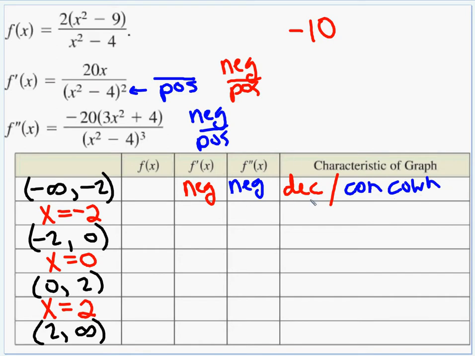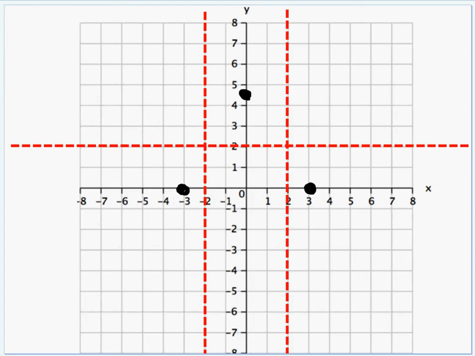Negative and concave down. And let's even, I wonder if we can do that on the graph right now. Negative infinity to negative 2, it is decreasing and concave down. Here is negative infinity to negative 2, and our graph is going to be going downhill, and it is concave down. And we've got an x-intercept, and we've got to obey the asymptote. And I didn't like that one there.